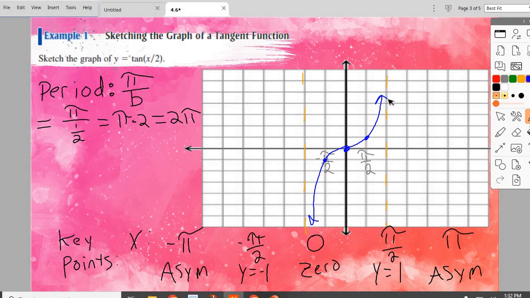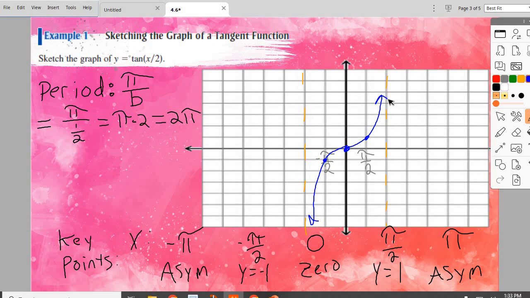For our last one, we're just going to look at what would happen if there's an a value up front. So remind me, what does the a value do to a graph? So remember that amplitude is the max minus the min, right? But does tangent have a max and a min? No, so we can't technically call it amplitude this time. But in general, with all of our graphs, what does the a value do? Yeah, so it stretches it, or if it's a smaller number, it would shrink it.